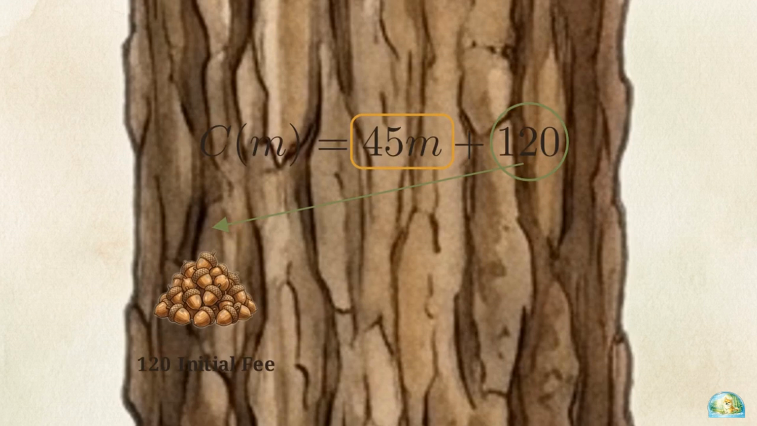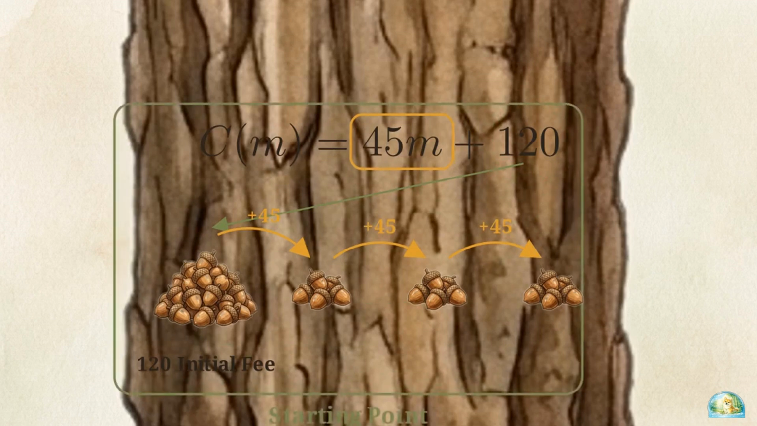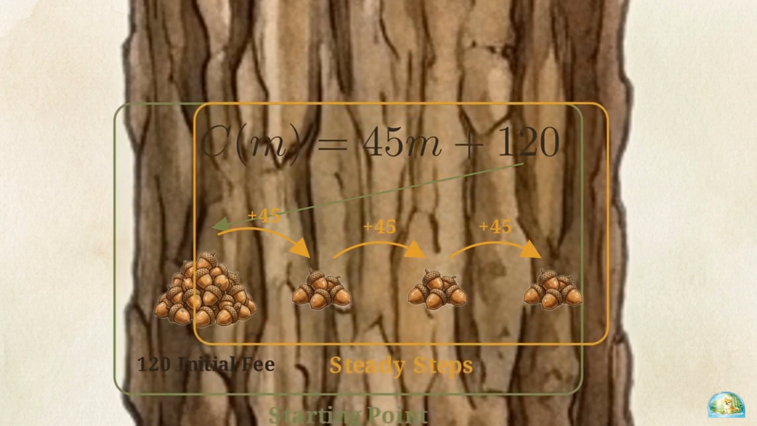Next, look at the coefficient, 45. The physical jumps along the path show exactly what this number does. It represents the constant rate of change, mapping directly to a steady addition of $45 every single month. In a positive linear model, the pieces have distinct jobs. The standalone constant anchors the physical starting point, while the coefficient drives the steady, uniform steps forward.